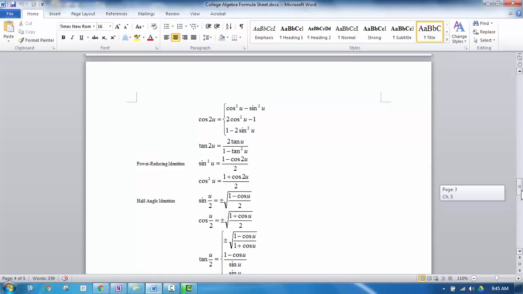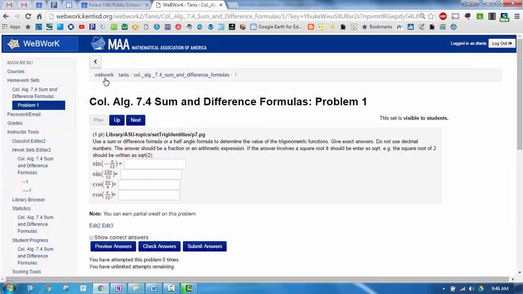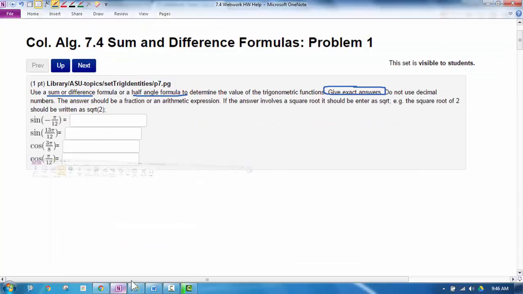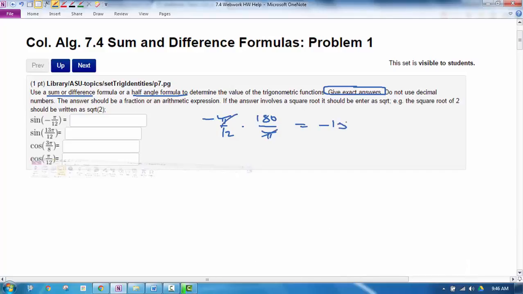And we've also got the cosine and sine of sum or difference right here. So we're going to be using these formulas. Now, the first thing I do is I like working with degrees. So I like to take this negative pi over 12 and convert it to degrees by multiplying through 180 over pi, which gives you negative 15. So I'm going to use negative 15. Now to get negative 15, I'm going to do negative 45 plus 30, or I'll do 30 minus 45.